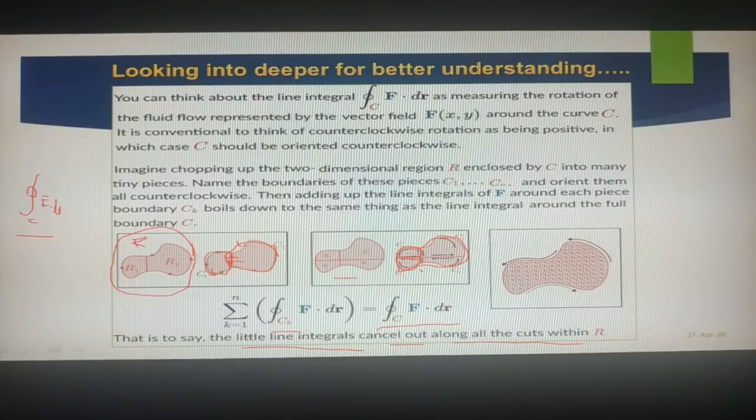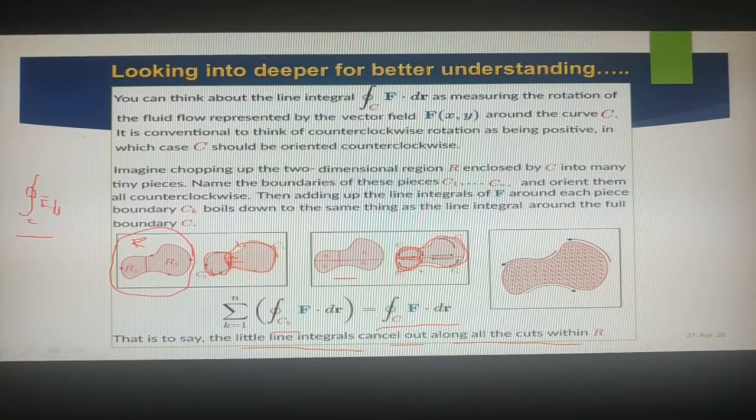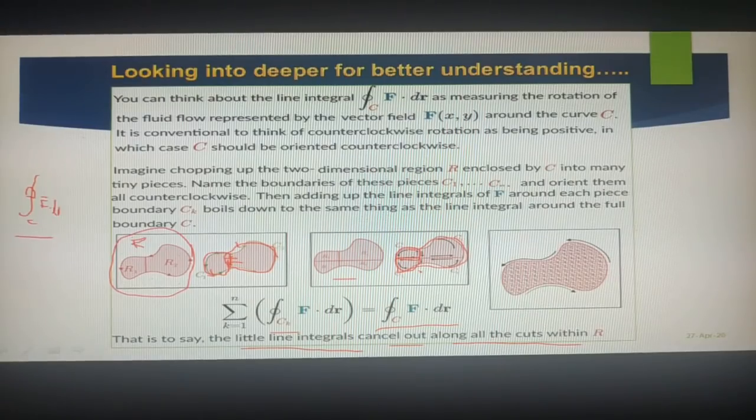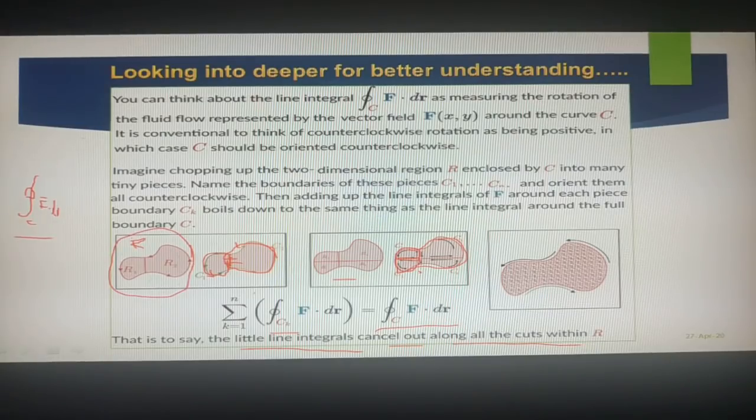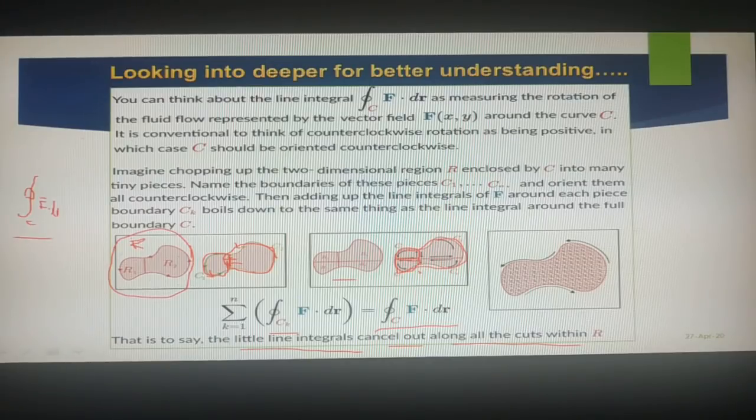In the entire region inside, those integrals are going to be cut because they go in the opposite direction when we are evaluating the integral. So only the outline will remain. In this way you can also define your integral of F dot dr. You already know it; we explained this because it will help you in our next slide.